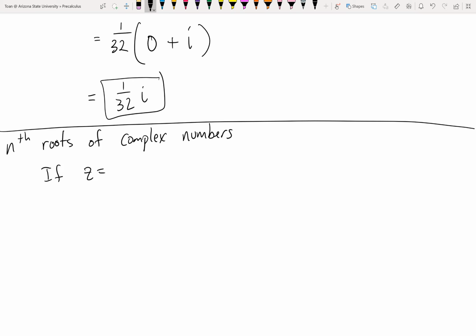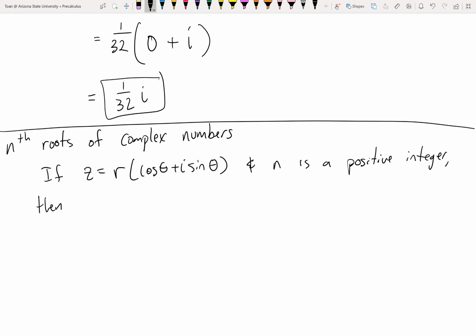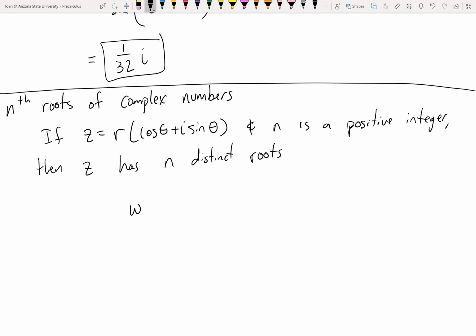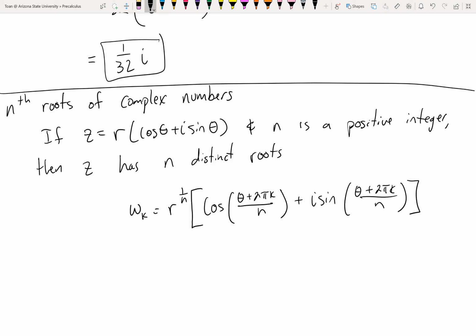If we have a complex number z in polar form, which is r times cosine theta plus i sine theta, and n is a positive integer, then z has n distinct roots based upon the following formula. We'll define the roots as w, so w sub k equals r to the 1 over n times cosine of theta plus 2 pi k over n, plus i sine of theta plus 2 pi k over n, where k is 0, 1, 2, and so on until you reach one less than your nth root.